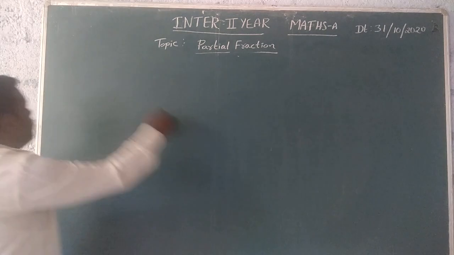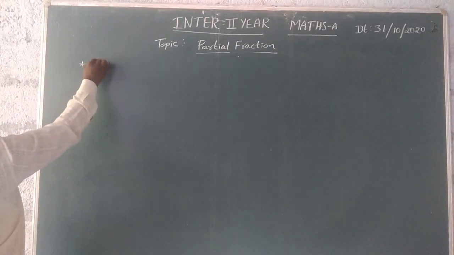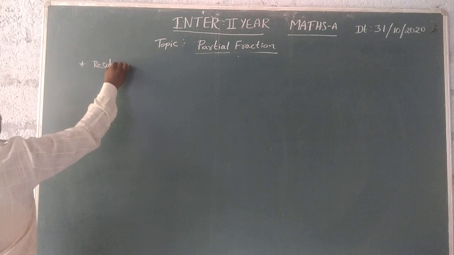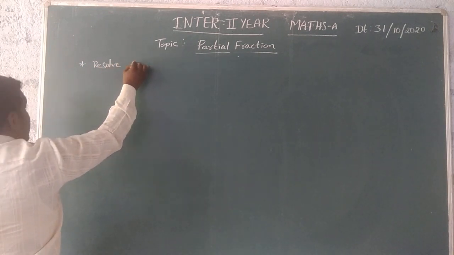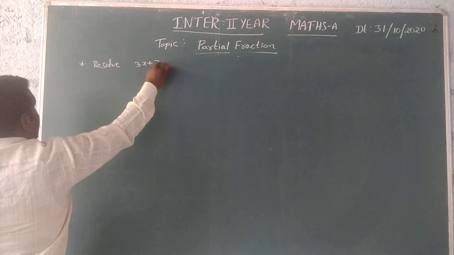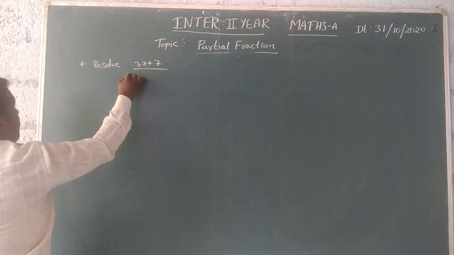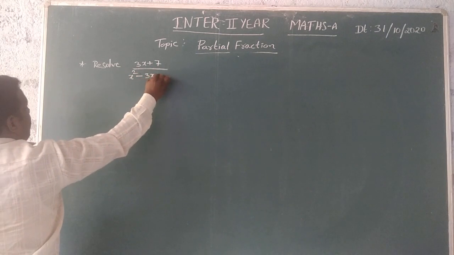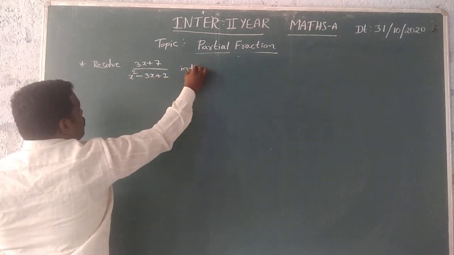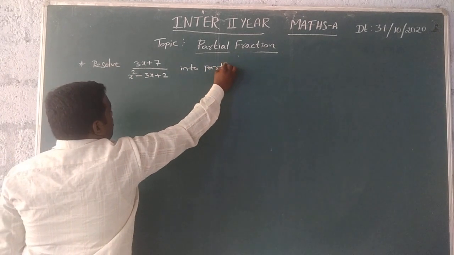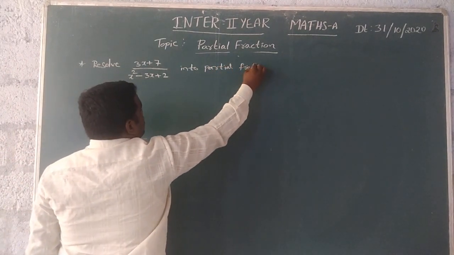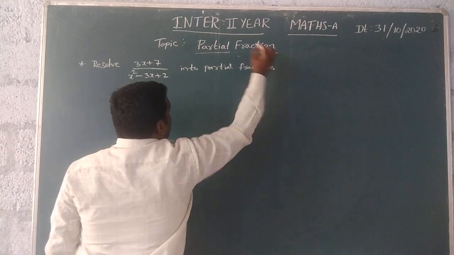Today, the first problem is: resolve 3x plus 7 by x square minus 3x plus 2 into partial fractions. Here, what is the given fraction? The given fraction is 3x plus 7 by x square minus 3x plus 2.